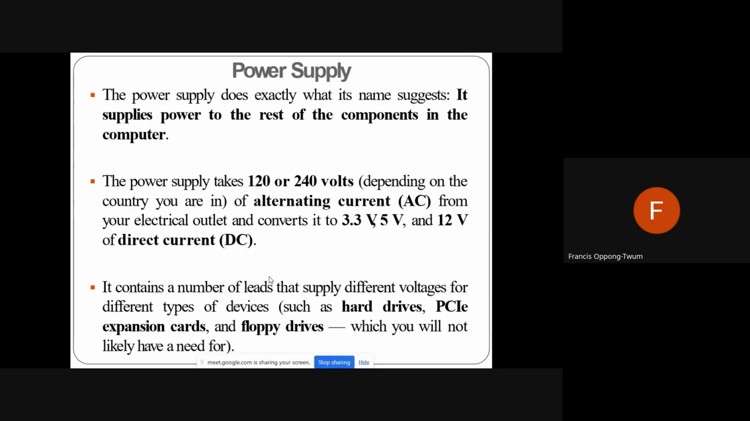Sometimes you see this in exams and quizzes, so when you see it, don't get it wrong. The main purpose of the power supply is to take AC and convert it to DC. Don't get this question wrong when you see it in your quiz or in the exams. It contains a number of leads that supply different voltages for different types of devices, such as the hard drive and all those things.